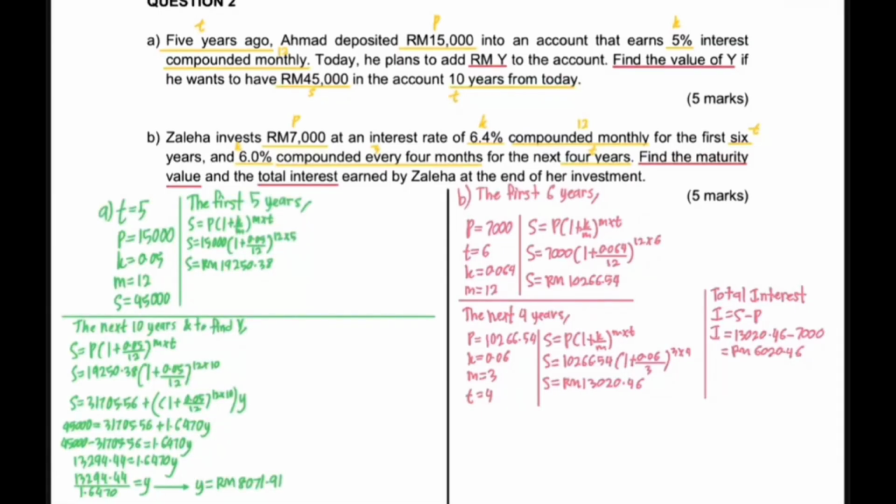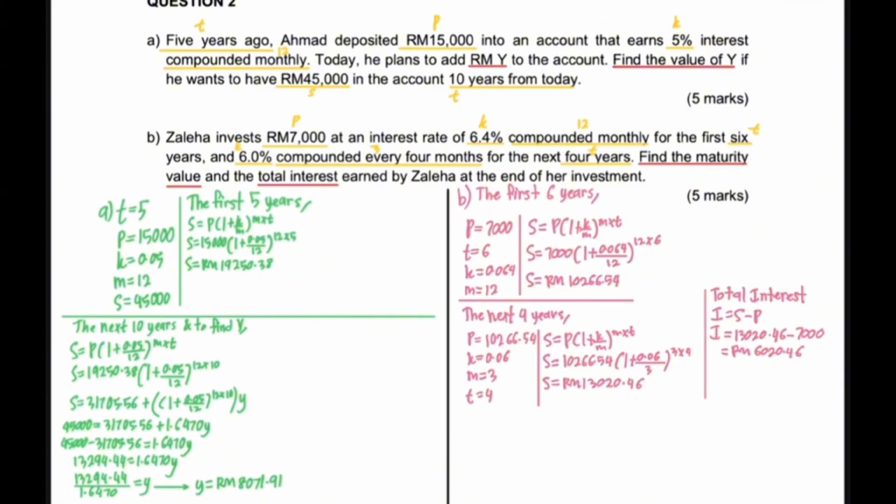Hi, I am Putri Ayu Alisha from MAT11201B, and today I am going to solve question 2. A. 5 years ago, Ahmad deposit 15,000 ringgit Malaysia into an account that earns 5% interest compounded monthly. Today, he plans to add Y ringgit Malaysia to the account. Find the value of Y if he wants to have 45,000 ringgit Malaysia in the account 10 years from today.